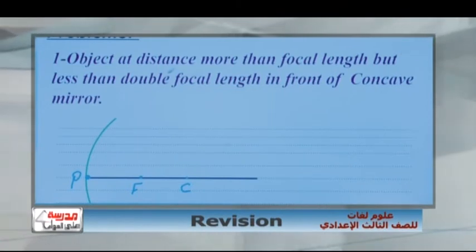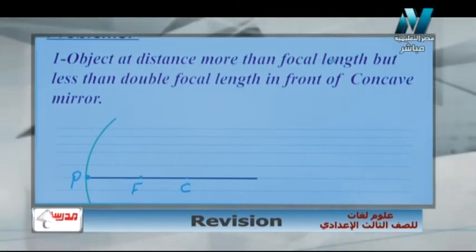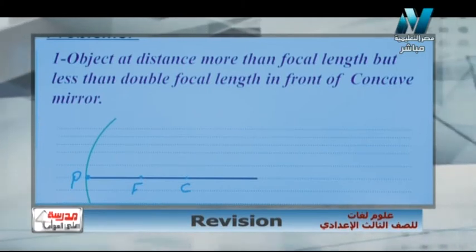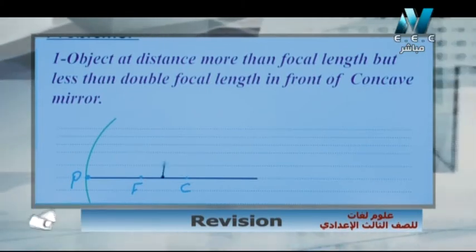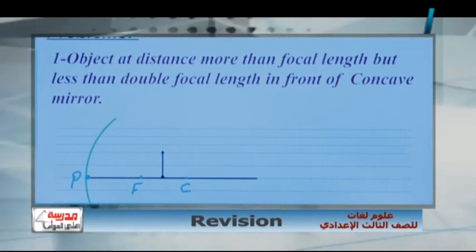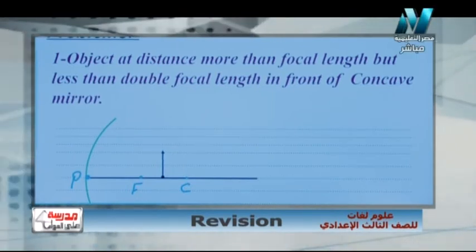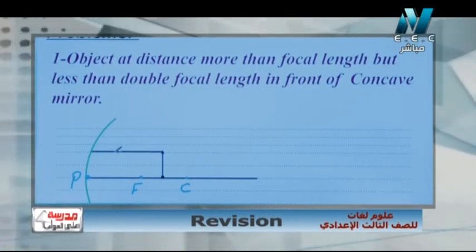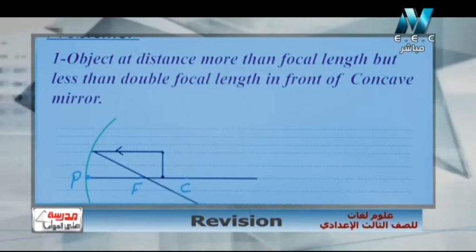So the body is at a distance more than the focal length but less than double the focal length, as we have here, we know the object is between F and C. So we have to use two rules here. As the light ray falls parallel to the principal axis, in this case it will reflect through the focus, as you see, like that.